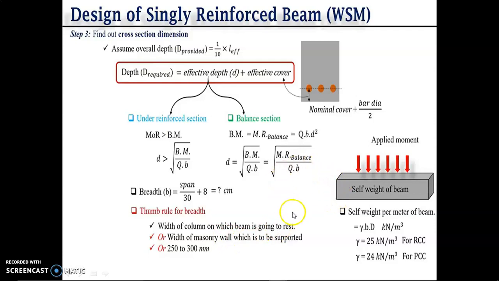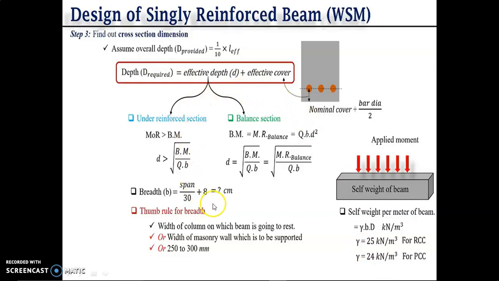Now for finding the bending moment, you already know that we have to find the self weight first. For finding the self weight, we have one formula: gamma b d. D here is the overall depth, and gamma varies for PCC and RCC, plain cement concrete or reinforced cement concrete. For RCC it is 25 kN per meter cube and for PCC it is 24 kN per meter cube.